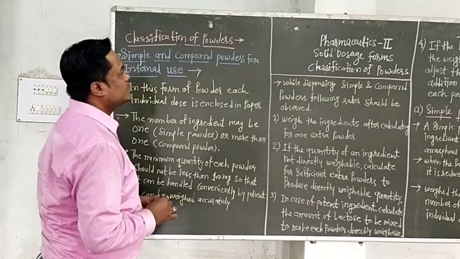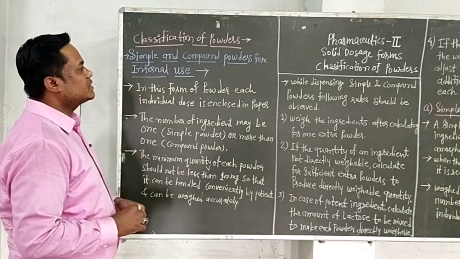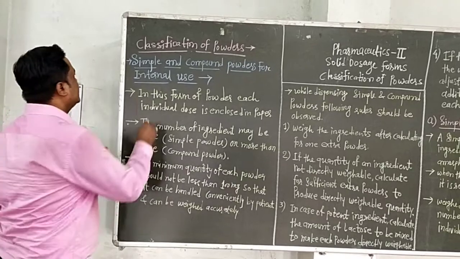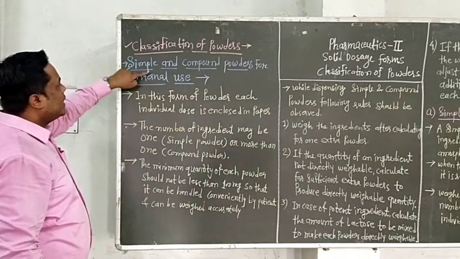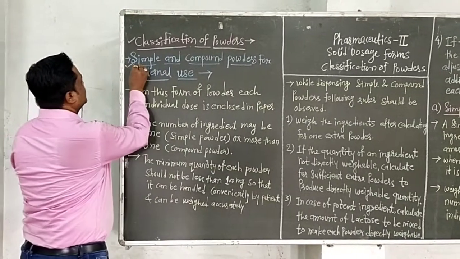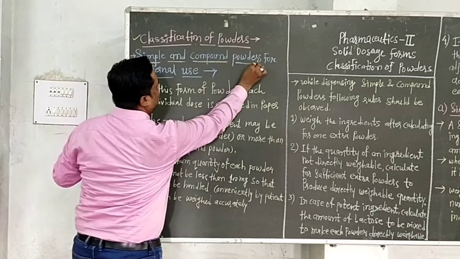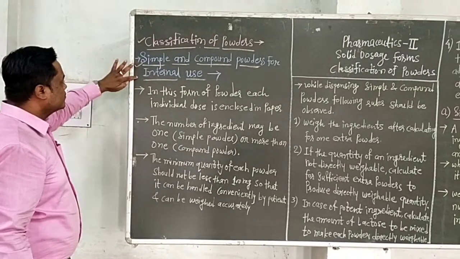Today's subject is Pharmaceutics 2, chapter number 4, solid dosage form, and the subtopic is classification of powders. In this classification of powders, we will see simple and compound powders for internal use. It is used internally.